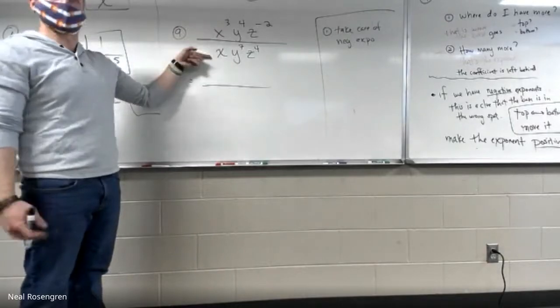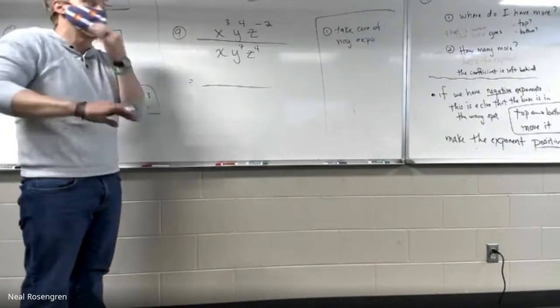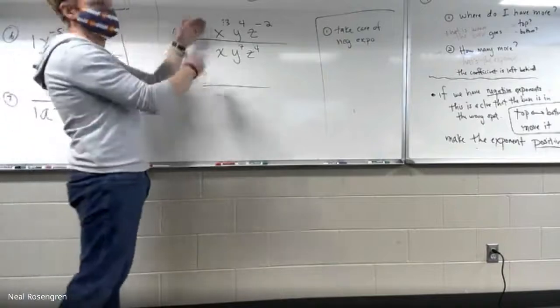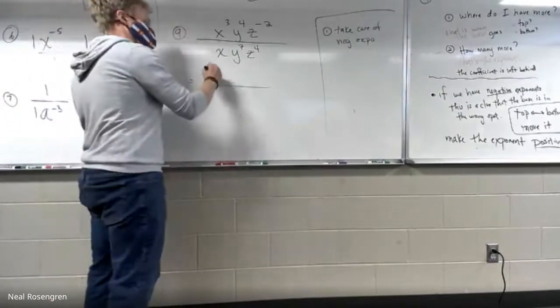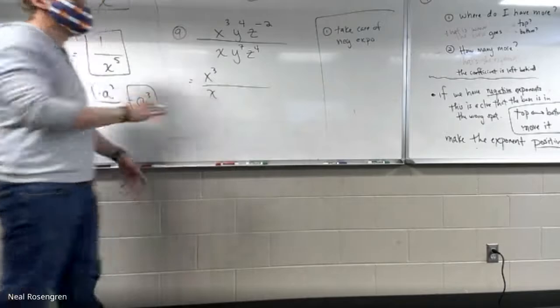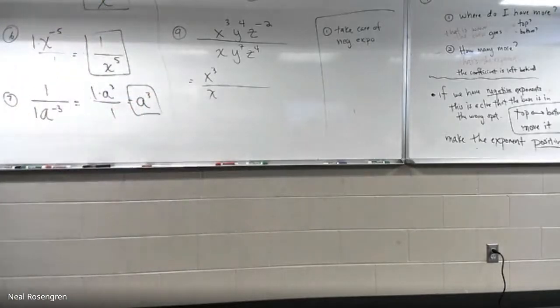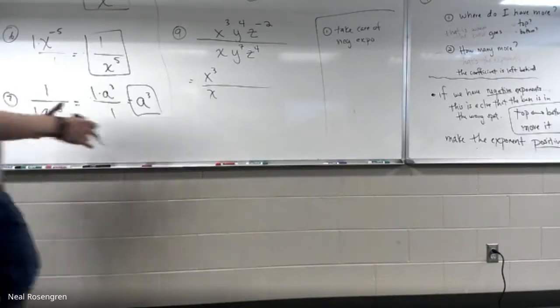X to the 3rd on top, x on bottom. Now, I could make progress, and you say, oh, I got 2 more up top. I'm not even going to do that yet. I'm going to leave it exactly as it is and only take care of the negative stuff. Now, maybe that's slower than you need to go, then good for you. That's awesome. That means you're really starting to click with this. But I think it's going to help to see what happens, right?